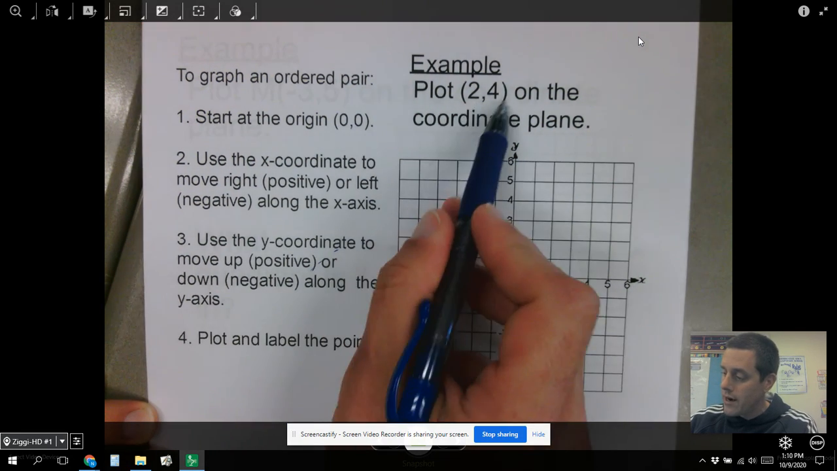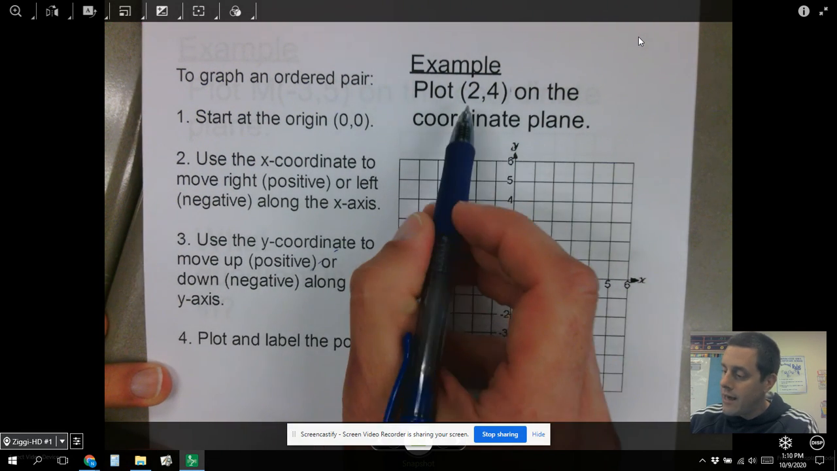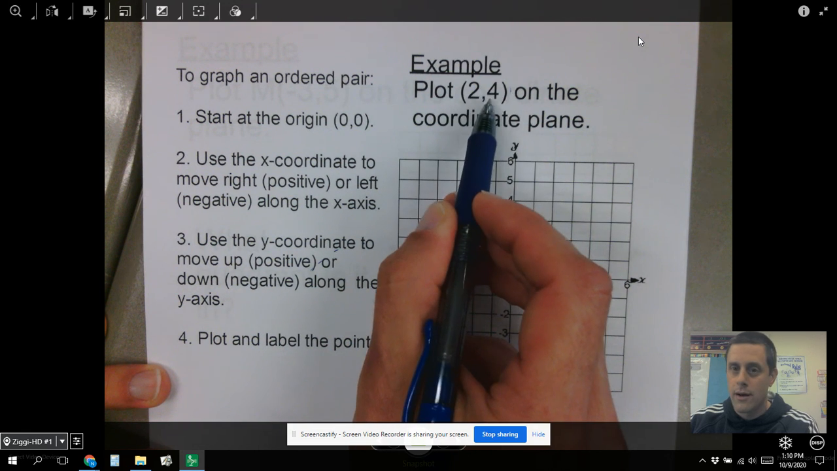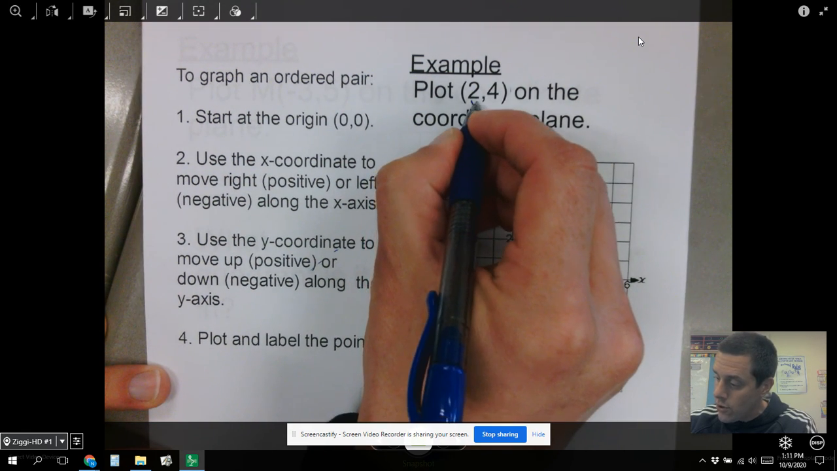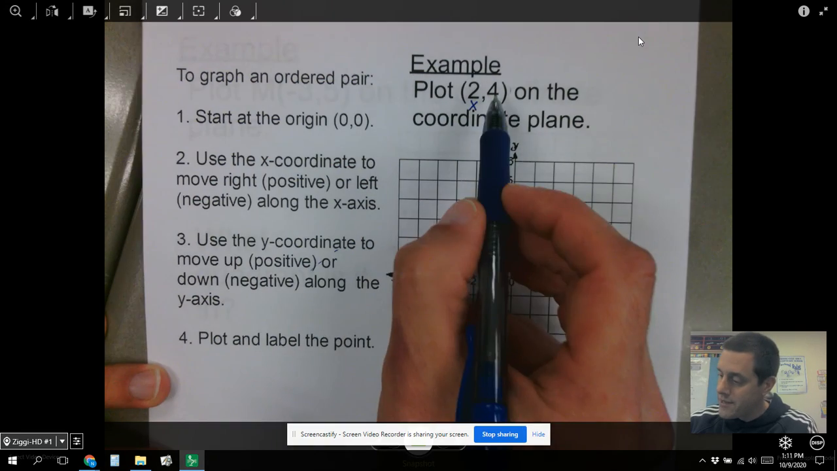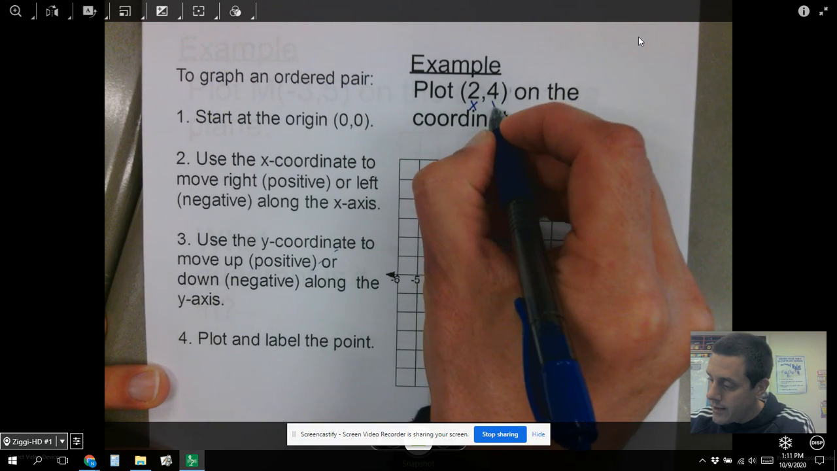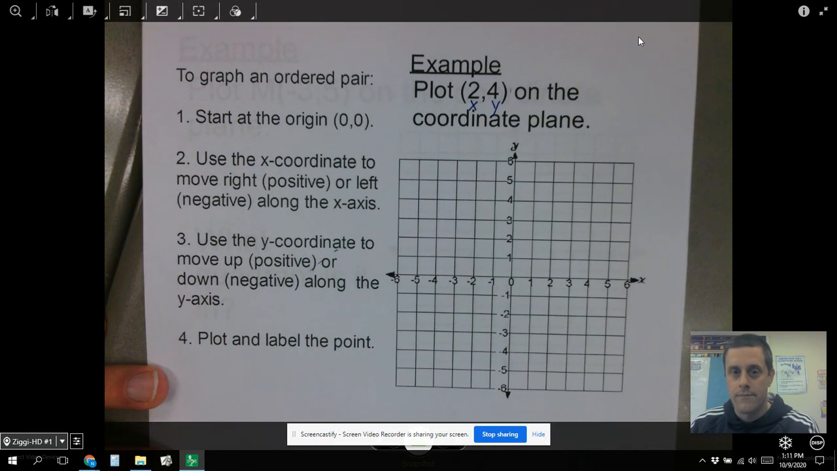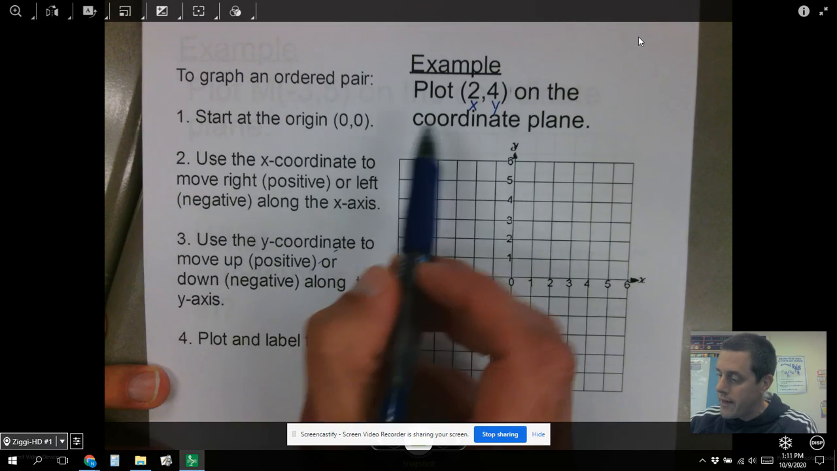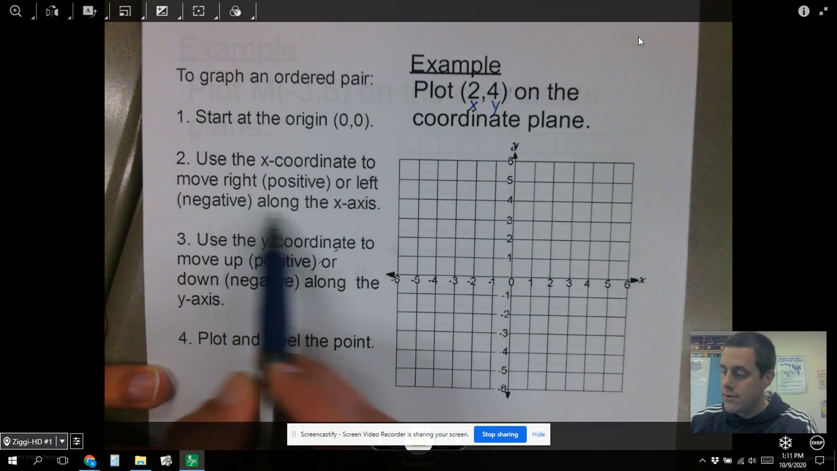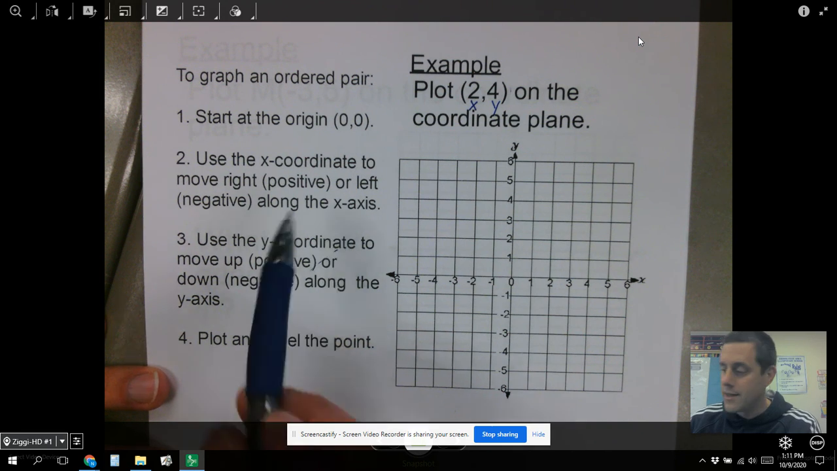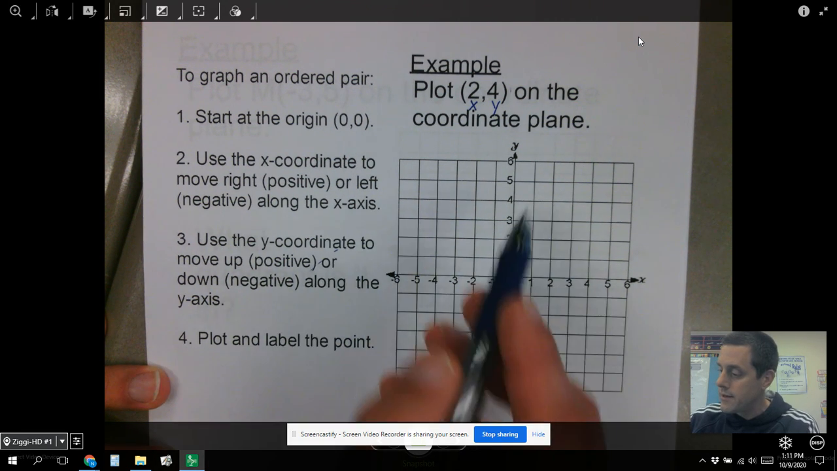And then we're looking at our ordered pair. Now, every ordered pair will have 2 numbers in it. The first number in an ordered pair is always the x value, and the second number in the ordered pair is always the y value. So we're going to use the x coordinate, that first number in the ordered pair, to move left or right on the x-axis, because the x-axis runs left and right.